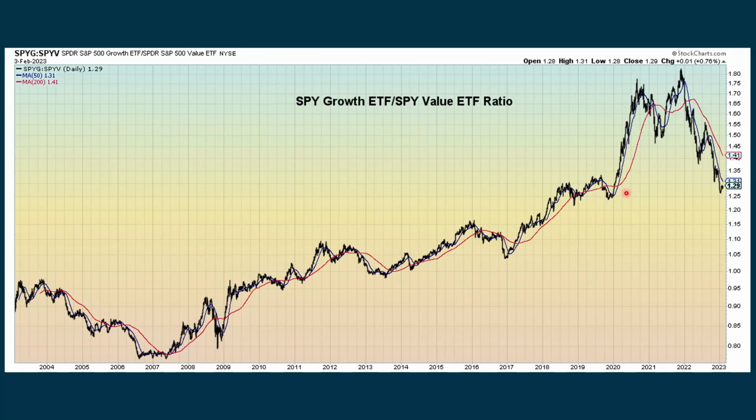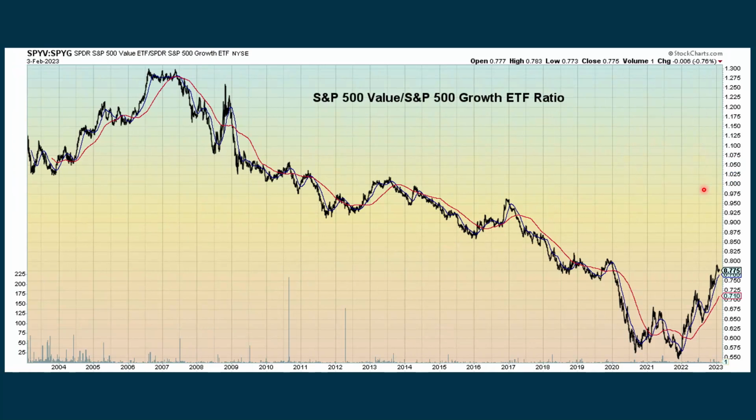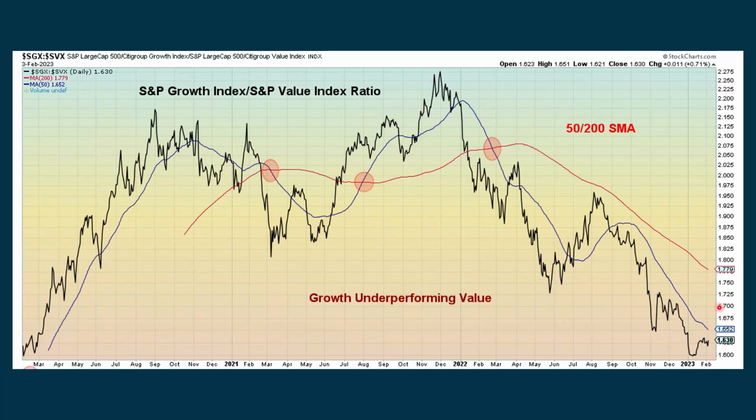This is another look, the S&P 500 growth ETF against the S&P 500 value ETF, showing again how growth has been really underperforming. This is an inverse of that same chart, showing through 2022 that value has been outperforming growth. Another way to look at this is by looking at indexes, showing how growth has been underperforming value. I look at ETFs, indexes, and a lot of different things because sometimes they give us some insight when we look at variations of the same thing.